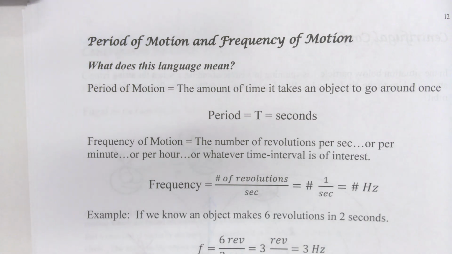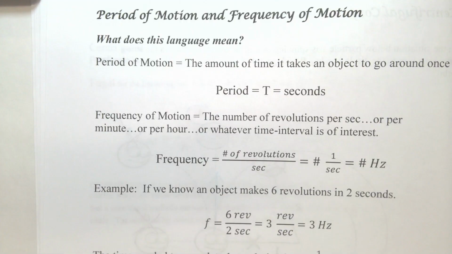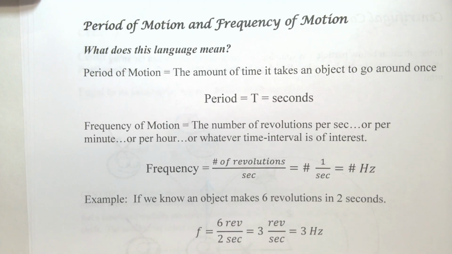So we have to understand some of these terminologies in order for us to continue on with circular motion. Period of motion and frequency of motion is something that we're going to be talking about today. All right? So what does this language mean?